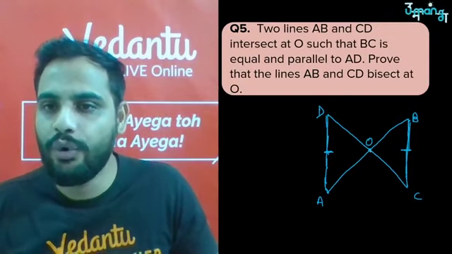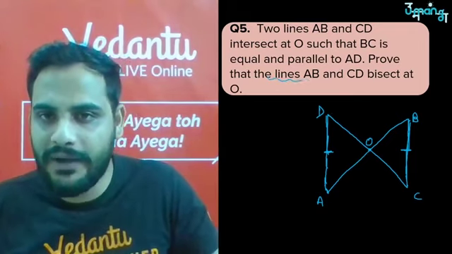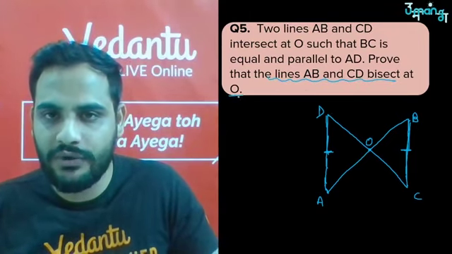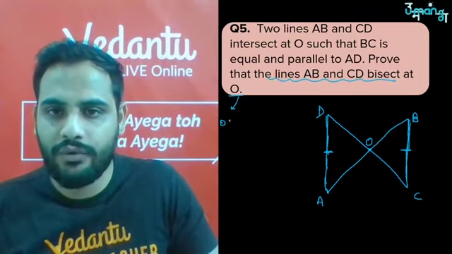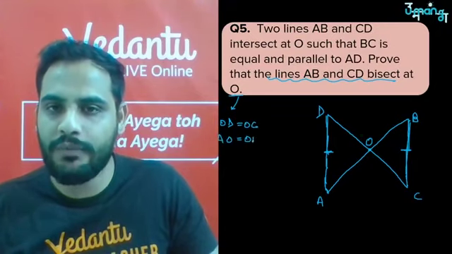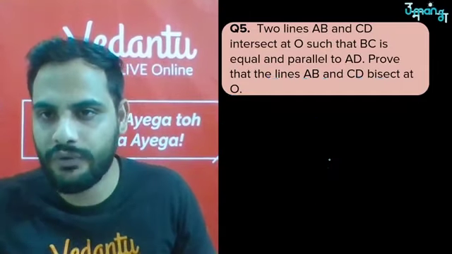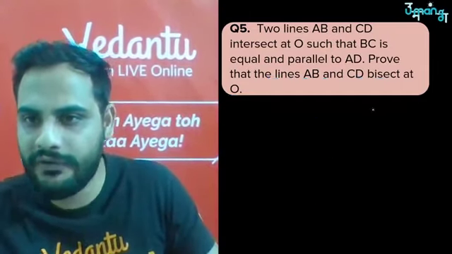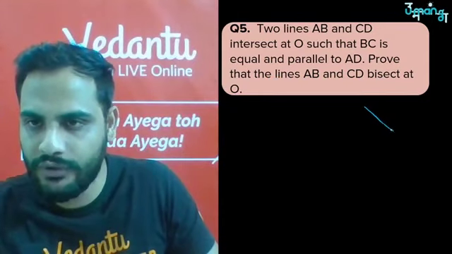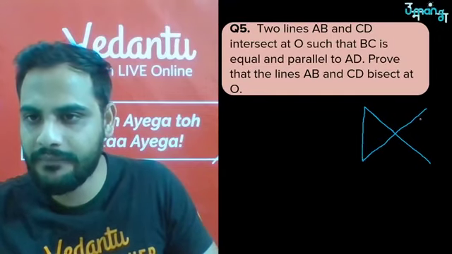Bisect at O means O is the midpoint of AB as well as CD. So this part, AB and CD bisect at O, means we have to prove that OD is equal to OC and AO is equal to OB. This is what we need to prove. Okay, so now beta, look what we will do. I am drawing the diagram one more time. So now I got to know what my diagram is. Okay, so this is how you will draw the diagram.